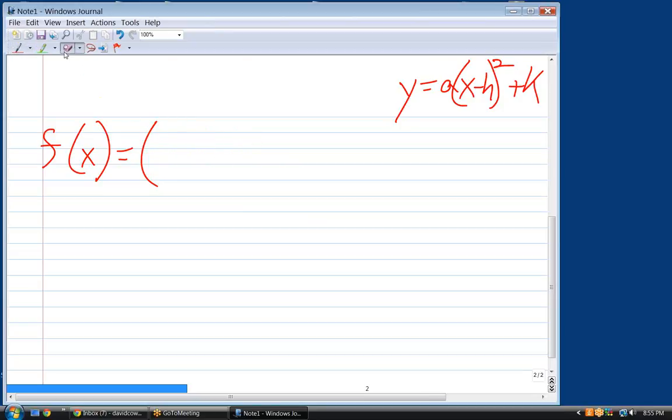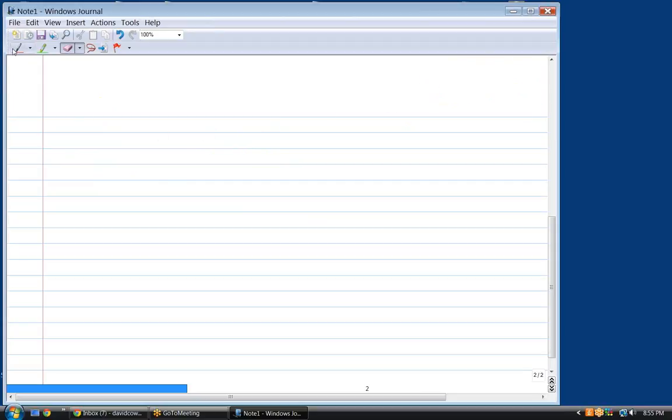Okay. It says the balance, y, in dollars, of your savings account after t years is represented by y equals 200 times 1.1 to the t.